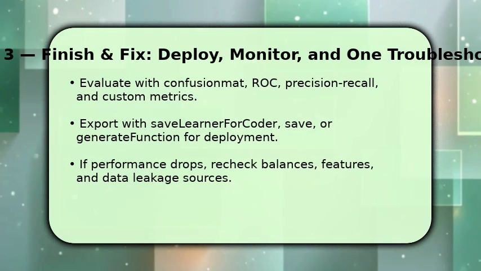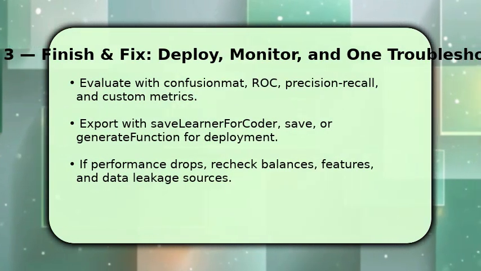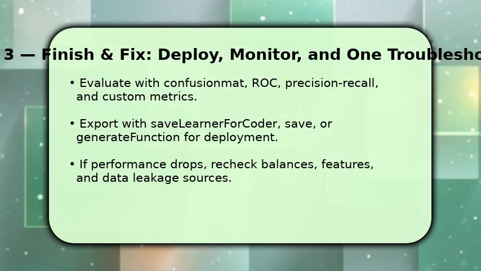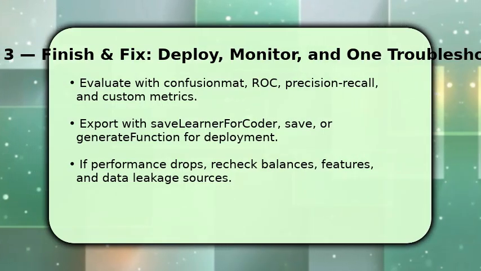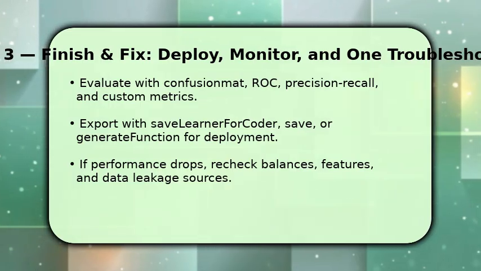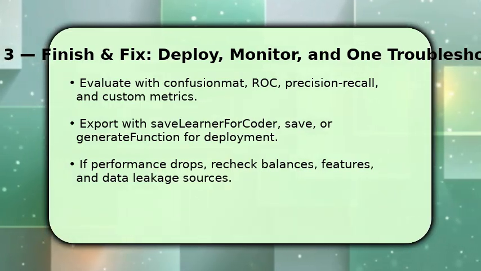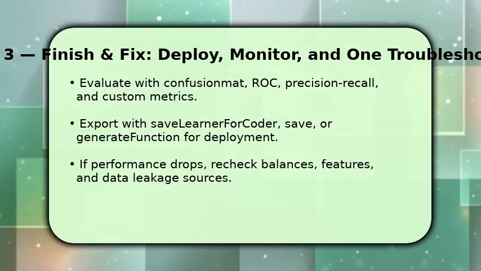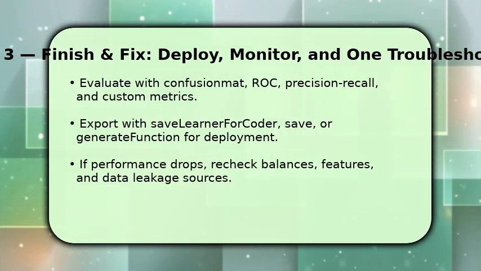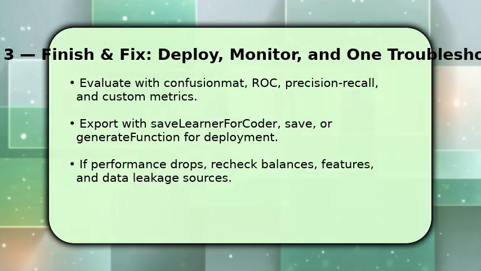You now evaluate the final model on the holdout set, compute the confusion matrix, ROC curves, and precision-recall to understand trade-offs. If results are acceptable, export using saveLearnerForCoder, or generate a function to deploy the model in production or embed in code. Make sure to document preprocessing steps and random seeds so results are reproducible.